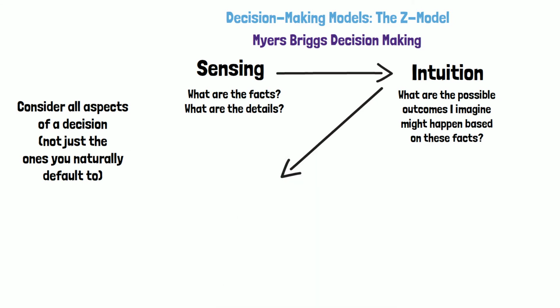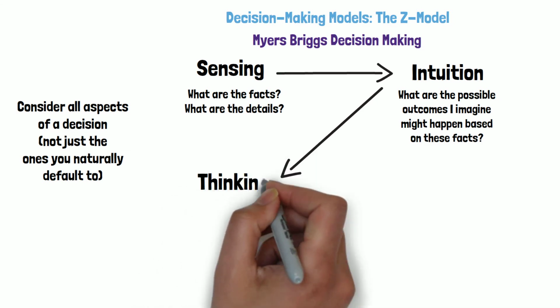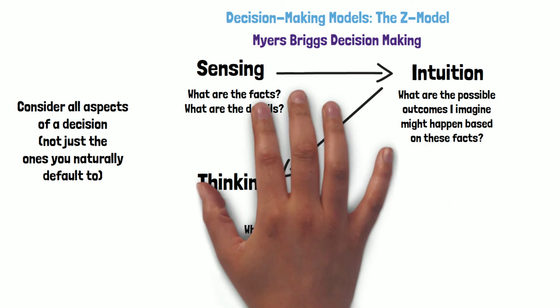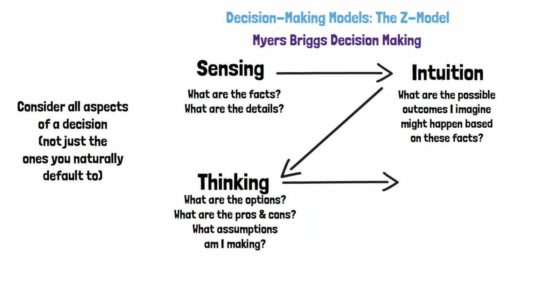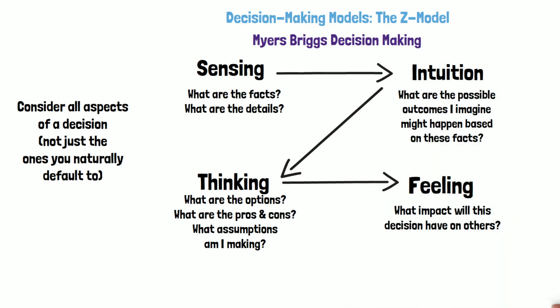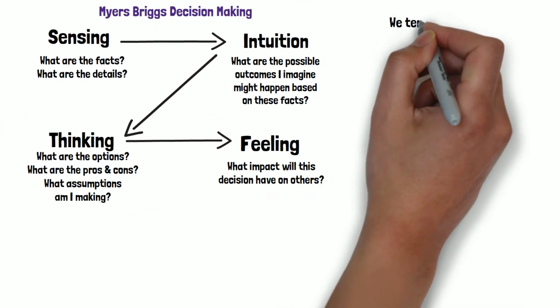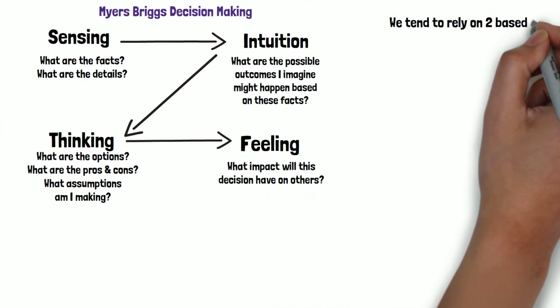Thinking, where we look at possibilities, but from the perspective of weighing up options, analyzing and reasoning. And feeling. Feeling is largely where we're thinking about what's the impact that this decision has on others. And what tends to happen based on your personality type, you'll rely on 2 of these.